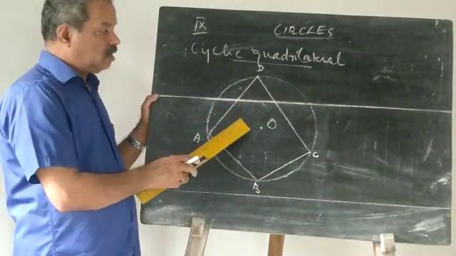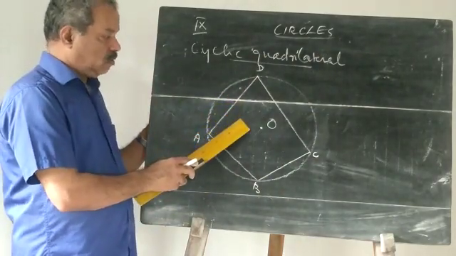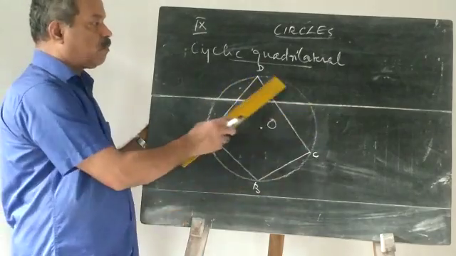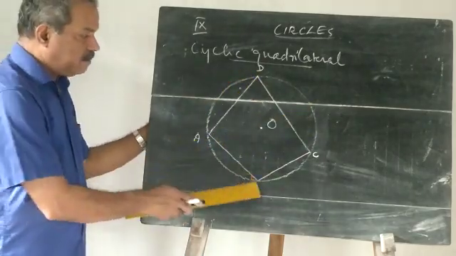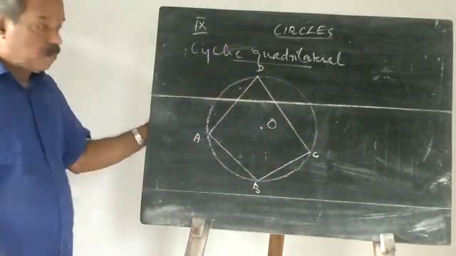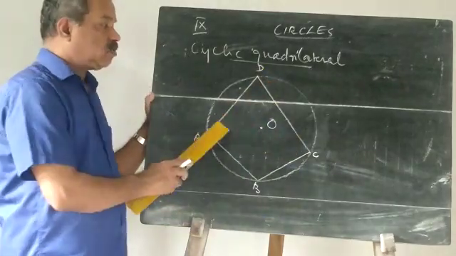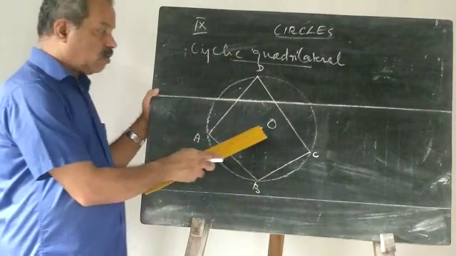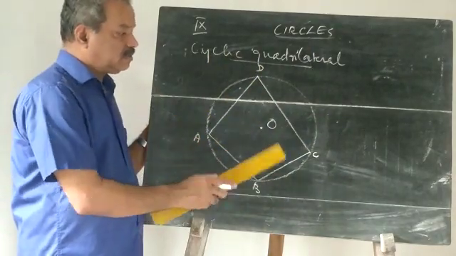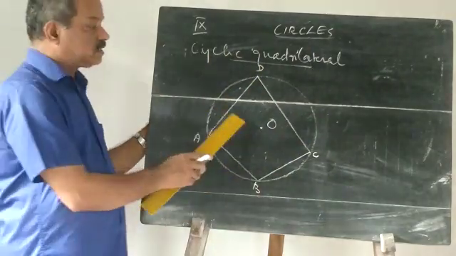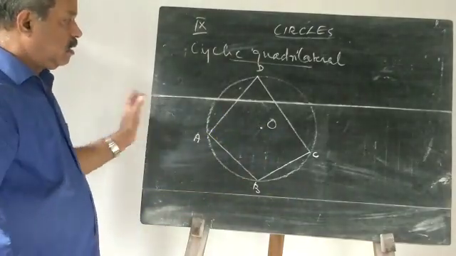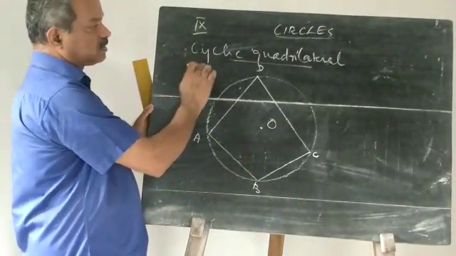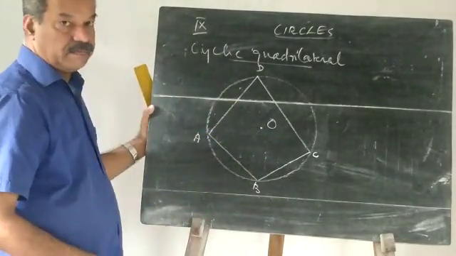A quadrilateral whose all the vertices are points of a circle. A, B, C and D are points of the circle. Such a quadrilateral is called a cyclic quadrilateral. Or if a quadrilateral is inscribed in a circle, then it is a cyclic quadrilateral. Now we are going to learn the cyclic quadrilateral theorem.